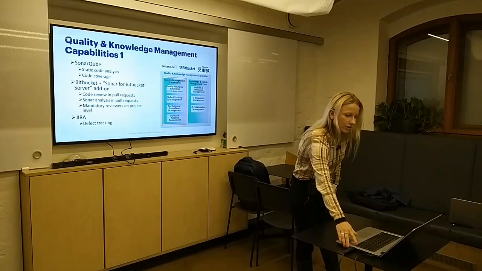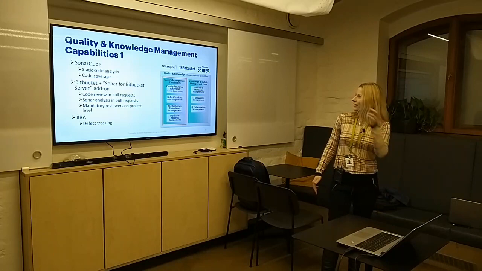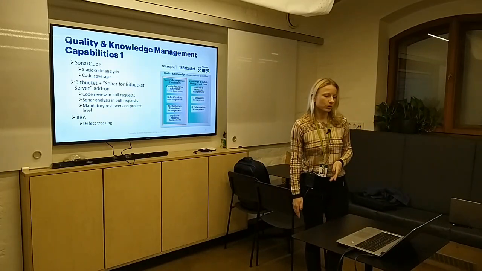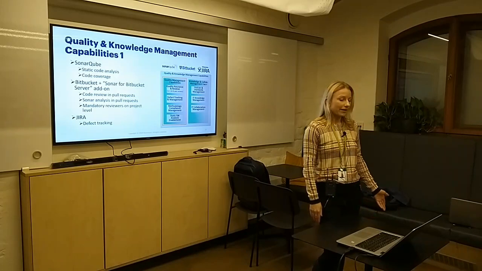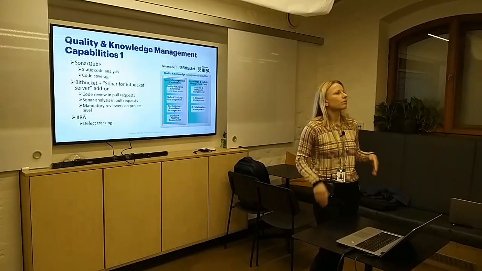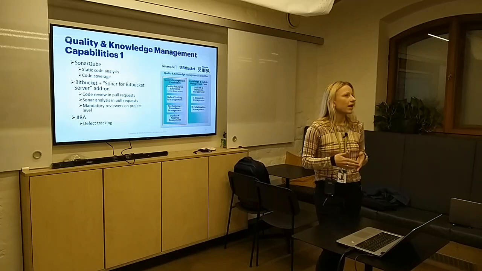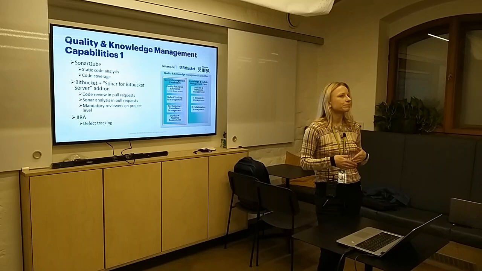So let's go further. Quality and knowledge management. On this slide, quality management capabilities. Of course, we use SonarQube for static code analysis. We like it, a great tool. Bugs, vulnerabilities, and code coverage are visible, and there is a great option to configure quality gates for your Jenkins pipeline.